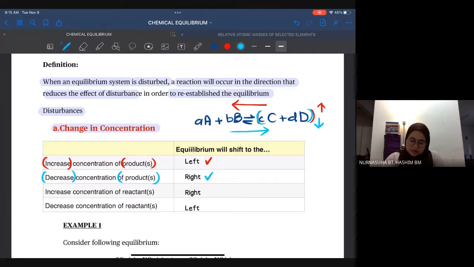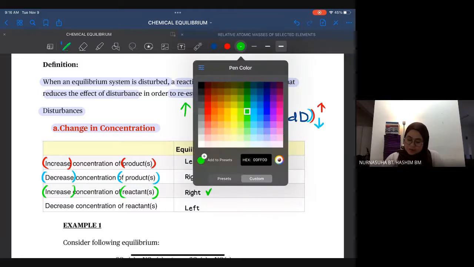Okay, next. What happen if we increase the concentration of reactant? Okay, kalau kita tambah concentration of reactant, so untuk kasih dia seimbang semula, kita akan rendahkan concentration tu. So macam mana kita nak decrease the concentration? So kita bawa dia pergi ke kanan. So that's why it shift to the right.